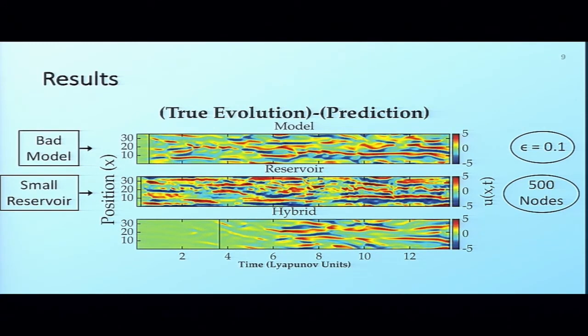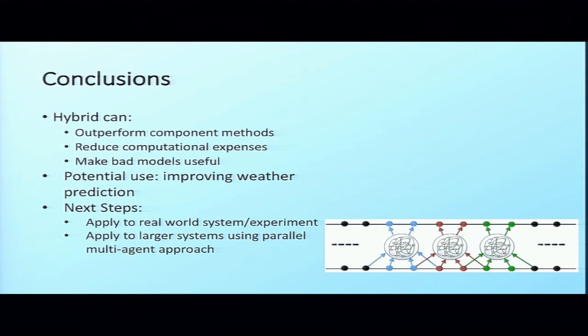Perhaps one of our most exciting results is that the hybrid gives a good improvement to the prediction even in cases where the reservoir is small and the model is bad. You can see in this case, neither is really making any sort of acceptable prediction. However, in combination, the hybrid is doing better than even the good reservoir on its own and the good model on its own. So in conclusion, the hybrid is able to outperform each of its component methods, and in doing so is able to reduce computational expenses by allowing us to use much smaller reservoirs, and is able to increase model viability by allowing us to use models that might not be able to predict at all on their own.